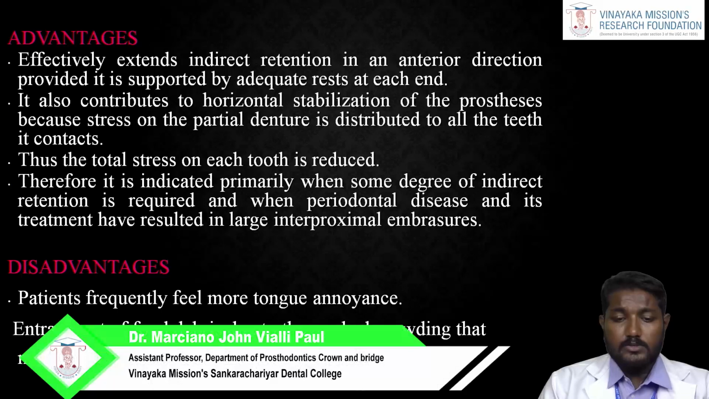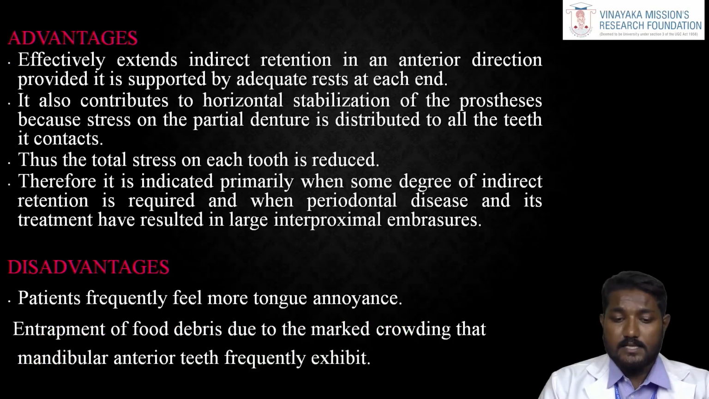It also contributes to horizontal stabilization of the prosthesis because stress on the partial denture is distributed to all the teeth in contact. Thus, the total stress on each tooth is reduced. Therefore, it is indicated primarily when some degree of indirect retention is required and when periodontal disease and its treatment have resulted in large interproximal embrasures. Disadvantages. The patient frequently feels more annoyance with the tongue. Entrapment of food debris occurs due to the marked crowding that mandibular anterior teeth frequently exhibit.